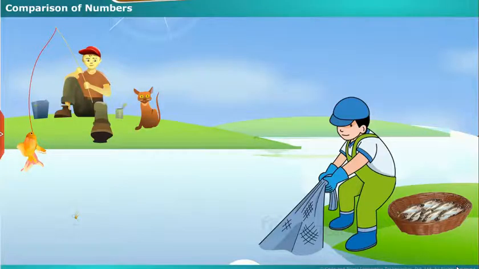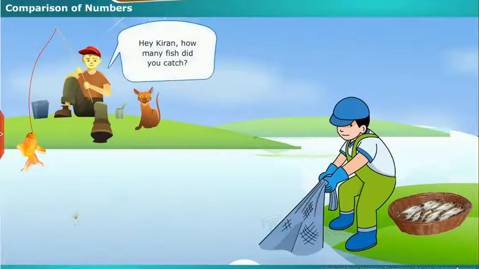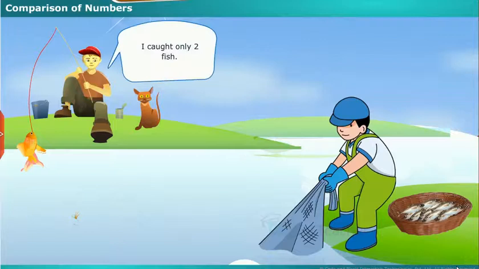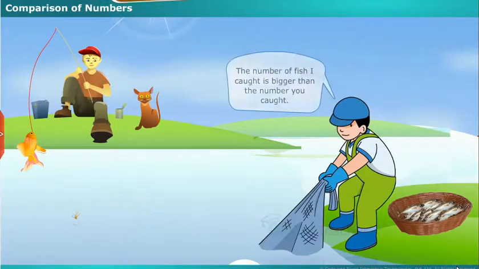One day, Raju and Kiran thought to catch the fishes. They both went to a river. Raju took fishing pole and Kiran took fishing net. Hey Kiran, how many fish did you catch? I caught 5 fish. What about you, Raju? I caught only 2 fish. The number of fish I caught is bigger than the number you caught.